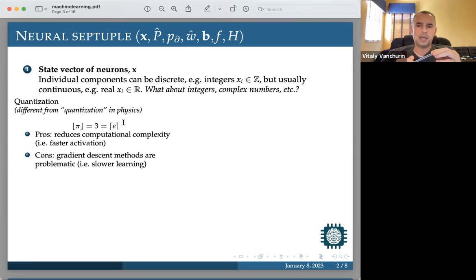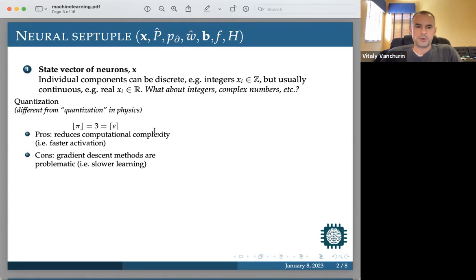Now, it will help you a lot because it will reduce computational complexity. You will be able to do activation faster. You don't need to keep track of all of the decimal points.